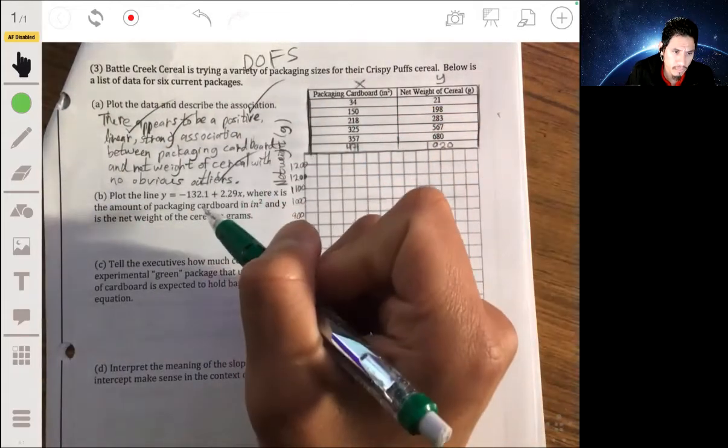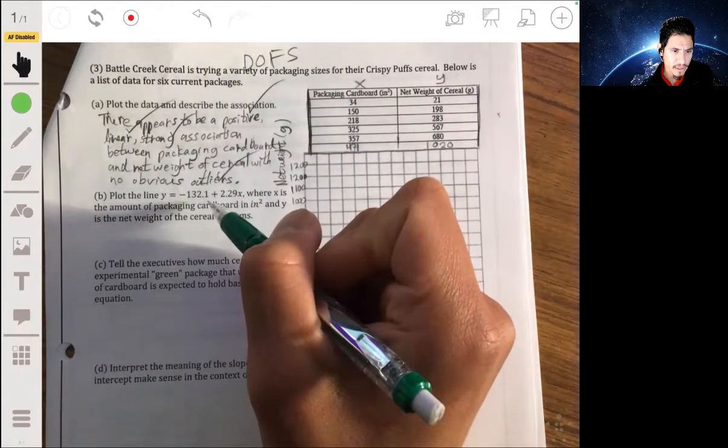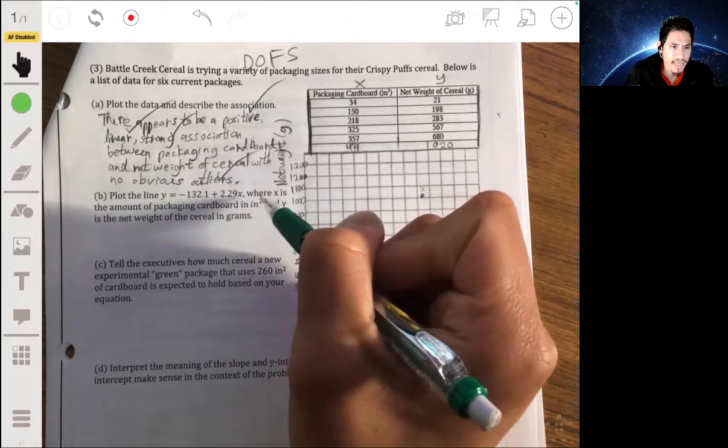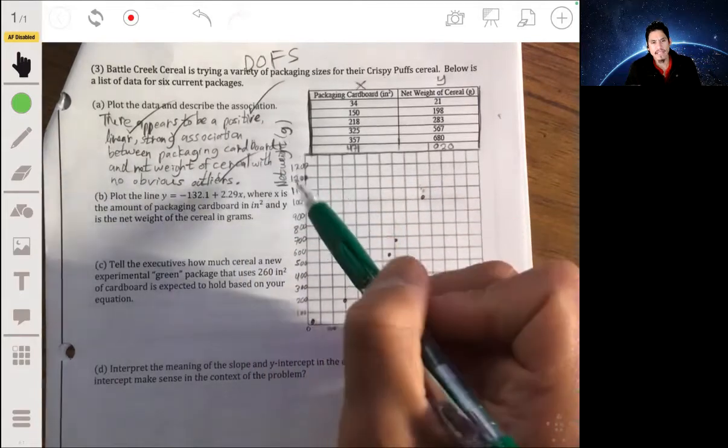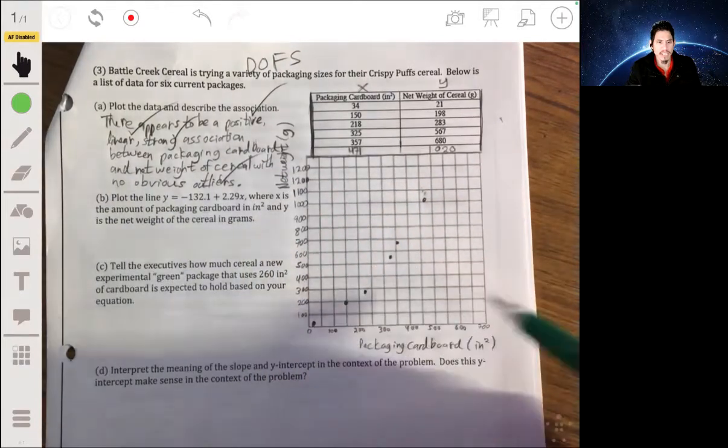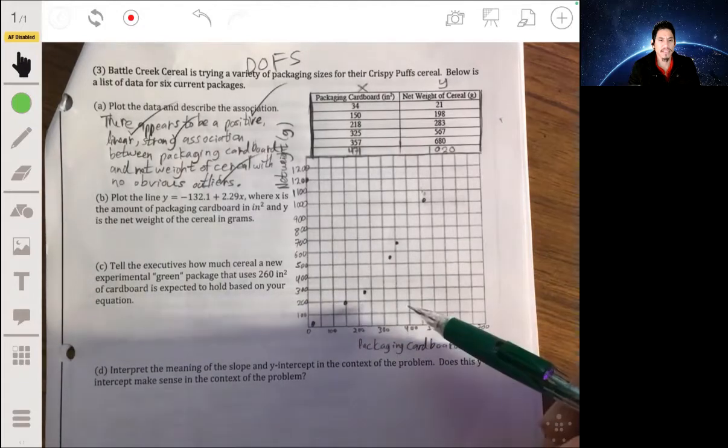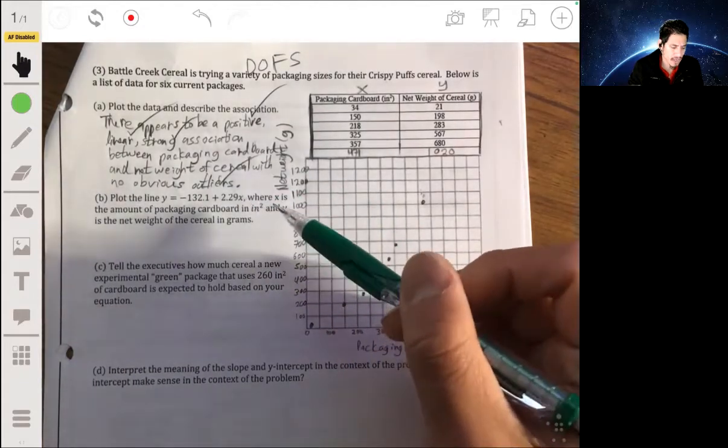Now, we're going to plot the line, y equals negative 132.1 plus 2.29x. And it gives us what the x is, the explanatory variable or the amount of packaging cardboard, and y is the net weight of the cereal in grams.